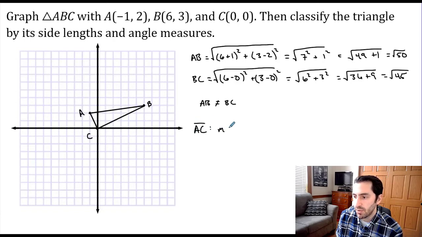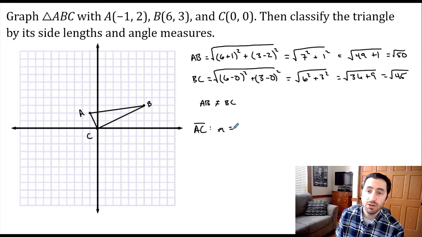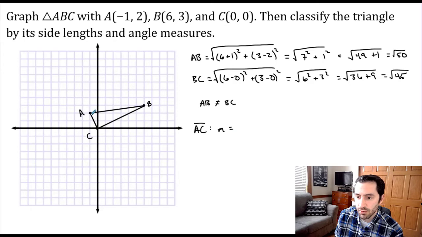So on the graph, we can just count this. I could also use the slope formula, but just rise over run. So it looks like we go down 2 over 1. So that is a slope of -2.